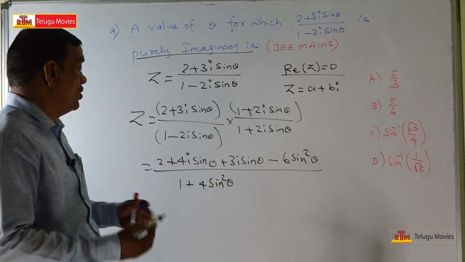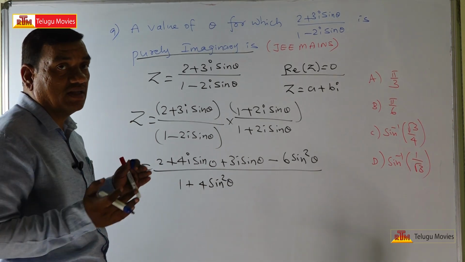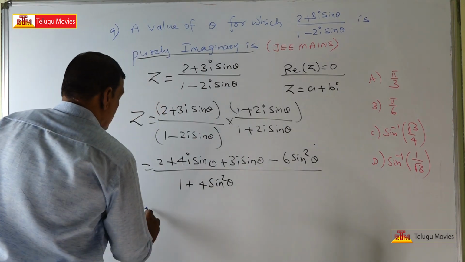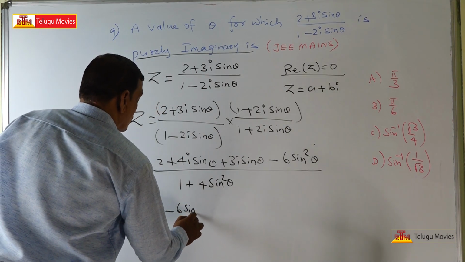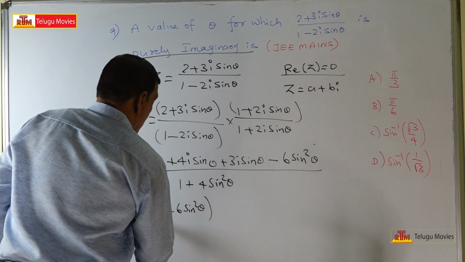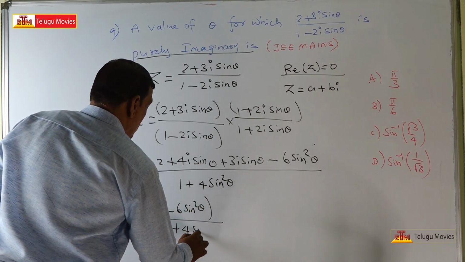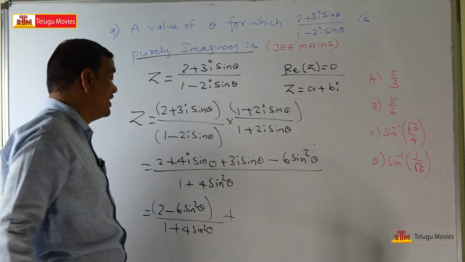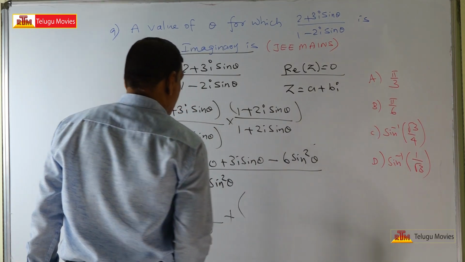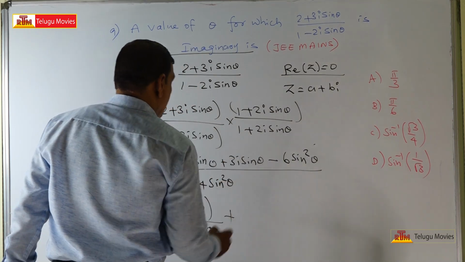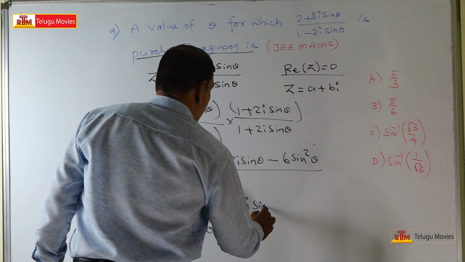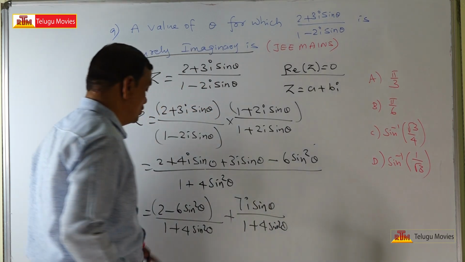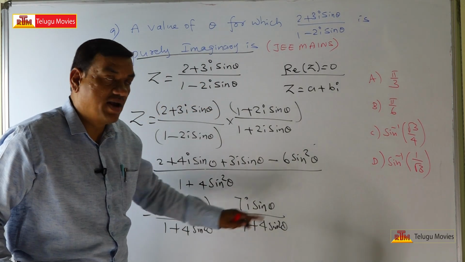Okay, now, in the numerator you separate the real parts and imaginary parts separately. So, first one, last one. So, this is equal to 2 minus 6 sin square theta upon 1 plus 4 sin square theta plus 4i sin theta plus 3i sin theta. So, on the whole, this is 4i plus 3i, 7i sin theta by 1 plus 4 sin square theta. So, this is a real part and it is an imaginary part.